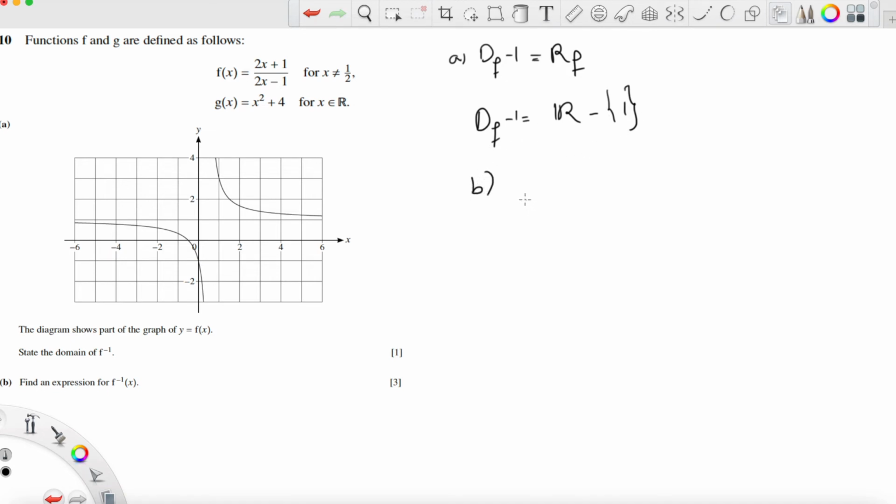To do part B, it says find an expression for f inverse of x. So first I replace f of x by y. y is equal to (2x plus 1) over (2x minus 1). I do cross multiplication, it will be 2xy minus y is equal to 2x plus 1. I'm going to make x the subject.